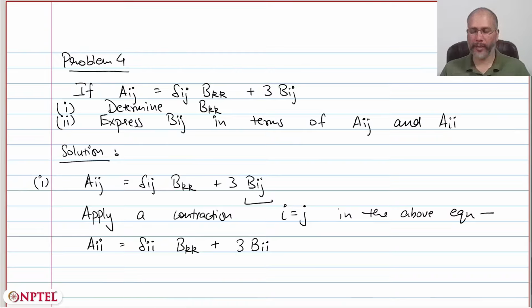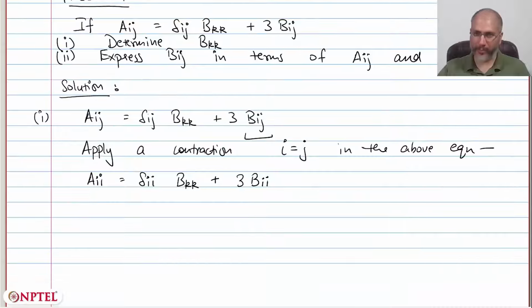Now, in case you are having any concerns as to whether we can apply a contraction on this equation or not, let's think about what this equation is. This equation is basically giving us a way to calculate the 9 terms of the tensor A. So A has 9 terms going from A11 to A33. So if I want to calculate A12, all I have to do is, in this expression, substitute i equal to 1 and j equal to 2. So this basically contains a total of 9 equations, one for each component of the second order tensor A.